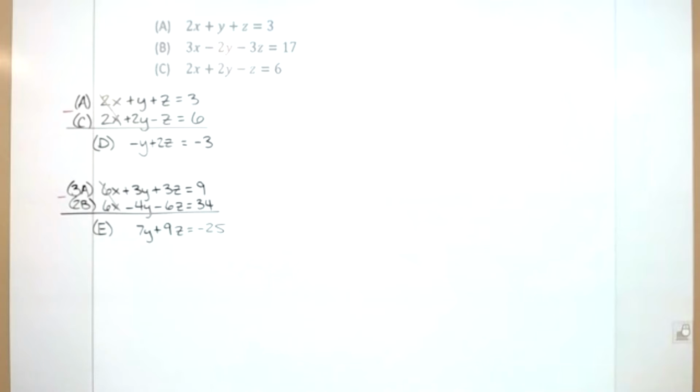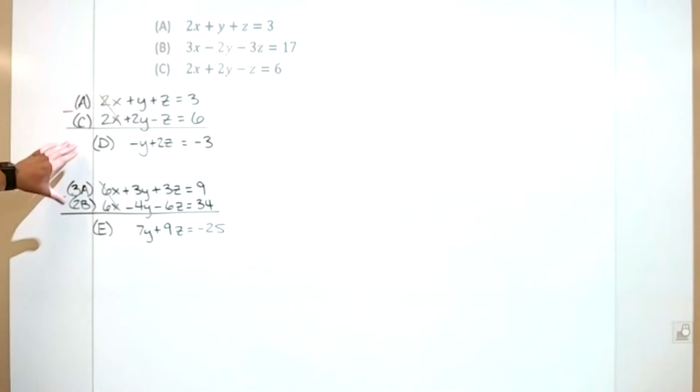That's phase one. Phase one was getting rid of one of the variables by using different combinations of your original equations so that you're left with a new equation D and a new equation E such that one of those variables, in this case x, is eliminated in both.